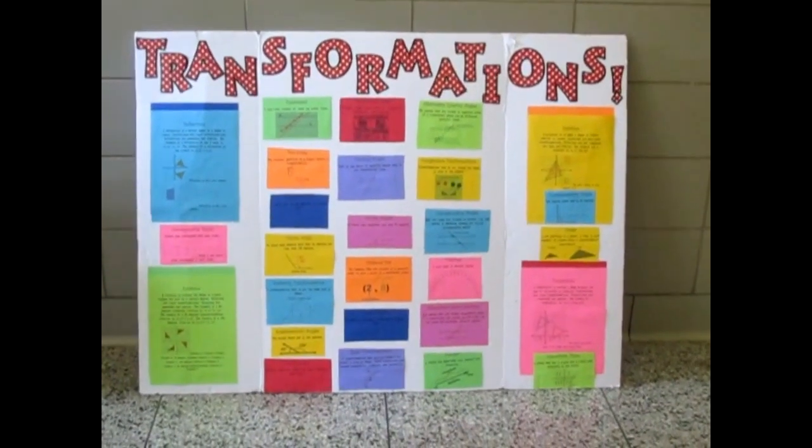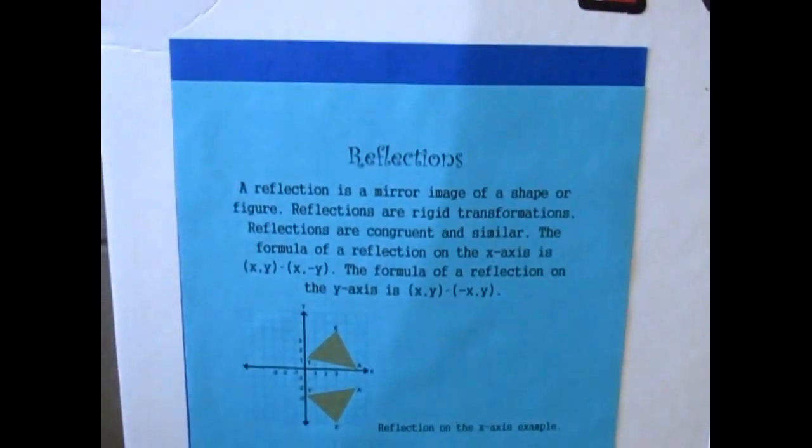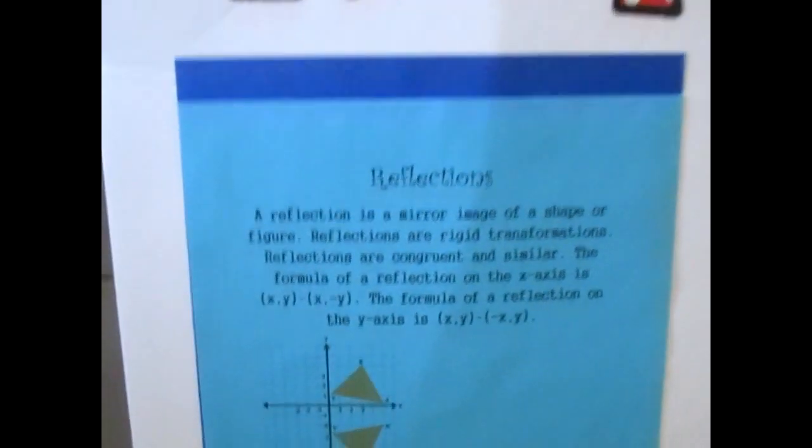Unit 1, transformations. Reflections. A reflection is a mirror image of a shape or a figure. This would be an example of a reflection across the x-axis. This would be an example of a reflection across the y-axis.